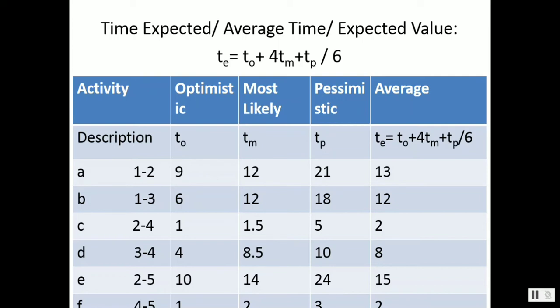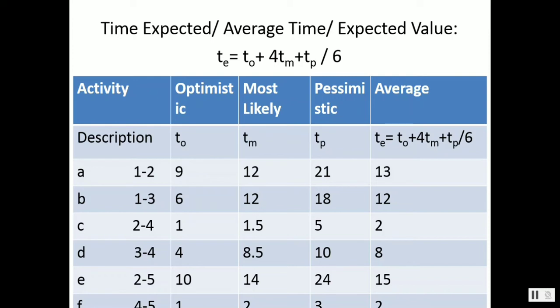Similarly, for each activity, optimistic, most likely, and pessimistic time values have been assigned. On the basis of this, we can calculate time expected, or average time, or expected value TE, which is equal to TO plus 4TM plus TP, whole divided by 6. Here it is also called averaging.